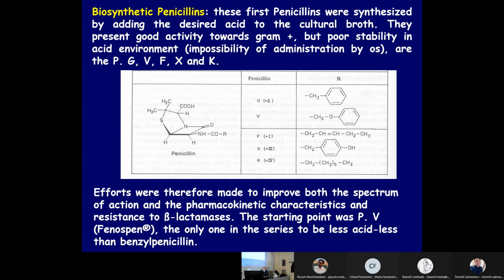At that time, we had only sulfonamides, a very old class of antibacterial agents, and not so strong. And penicillin G really represented a revolution in the therapy of infections.